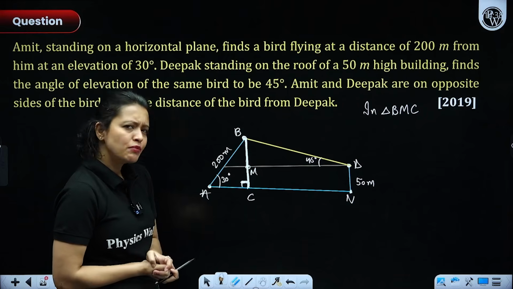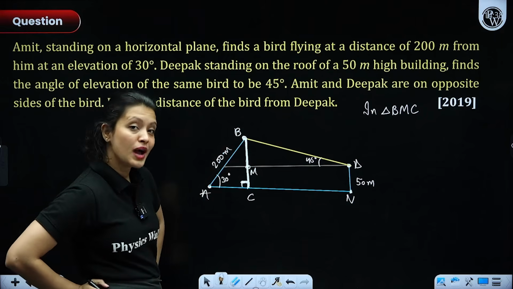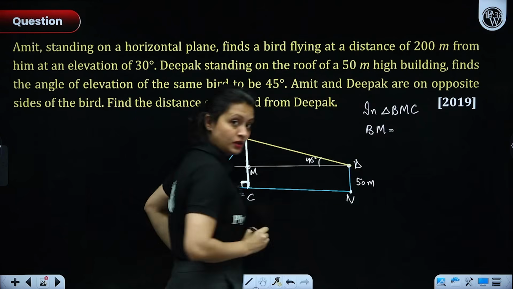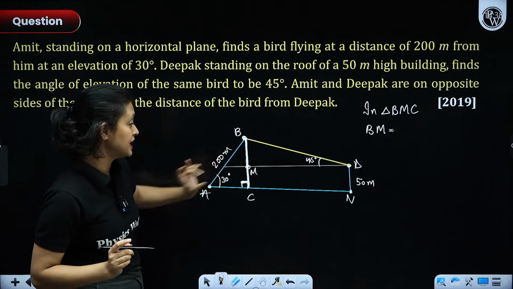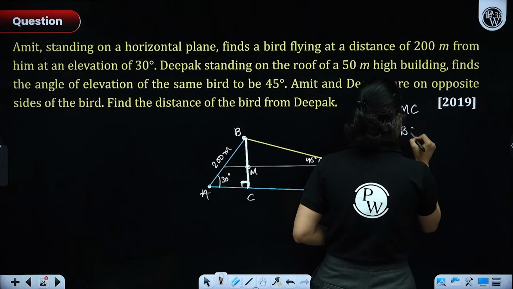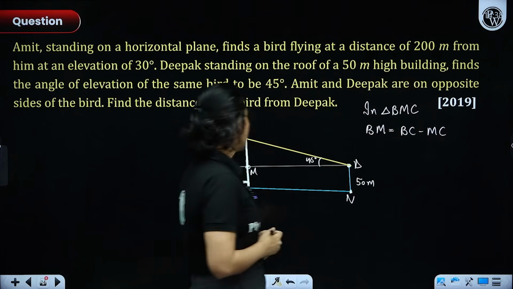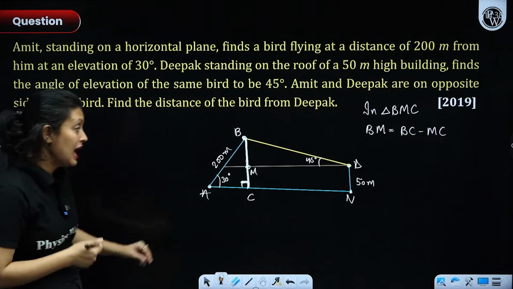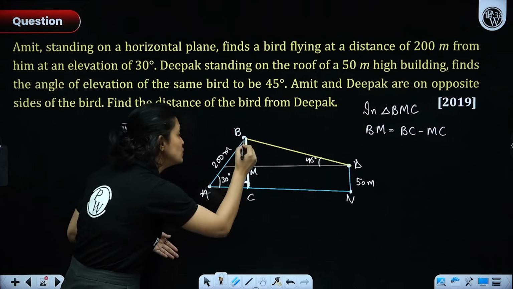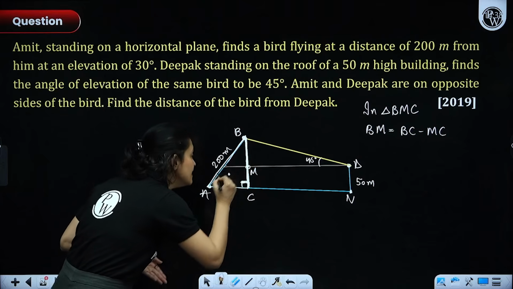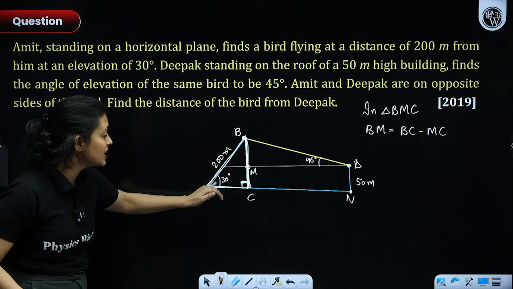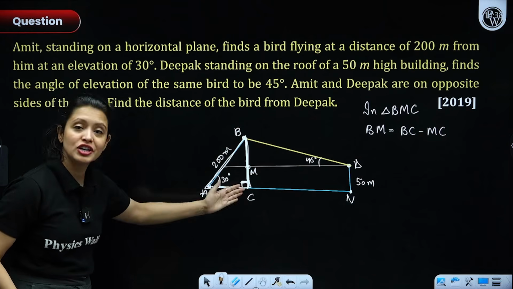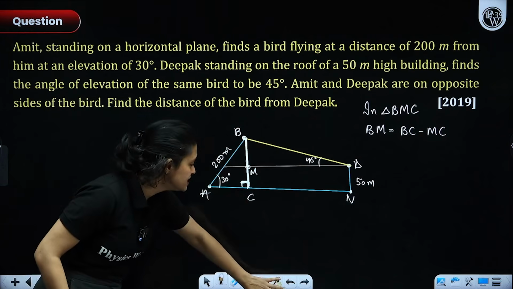So now I am going to focus on figuring out BM. Now BM is equals to what? Notice BM is equals to BC minus MC. Now what is CB, everyone? How can I figure out CB? Now here use your brain. I can figure out CB by using this triangle. In this triangle I have an angle of elevation, I have one side, so I can use a trigonometric ratio to figure out BC.